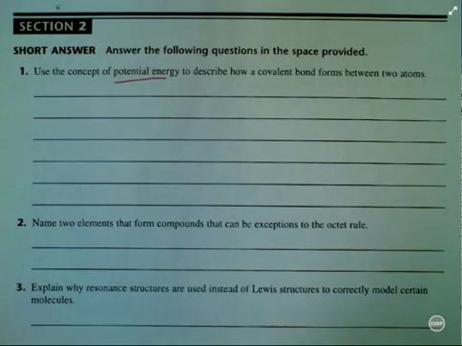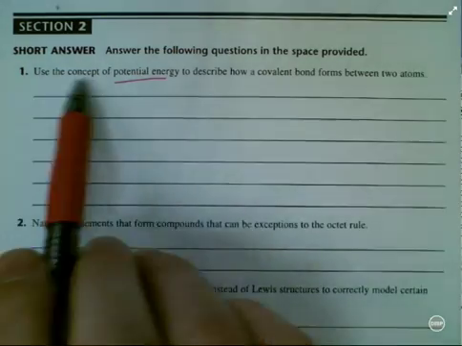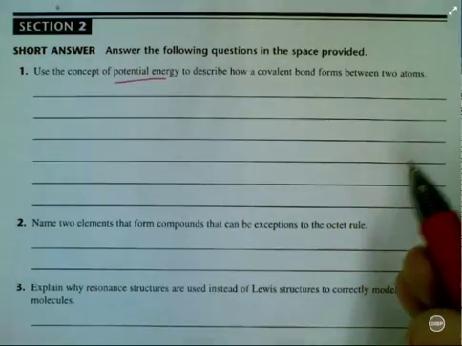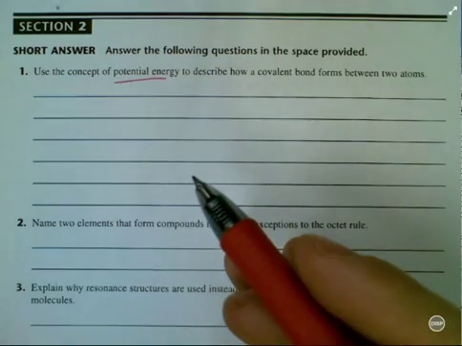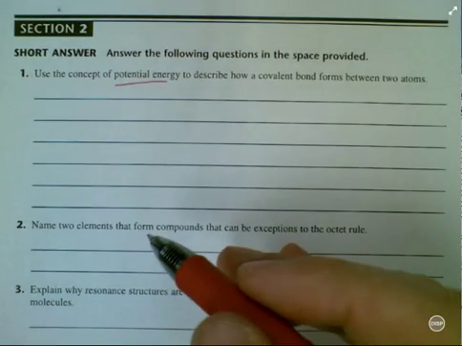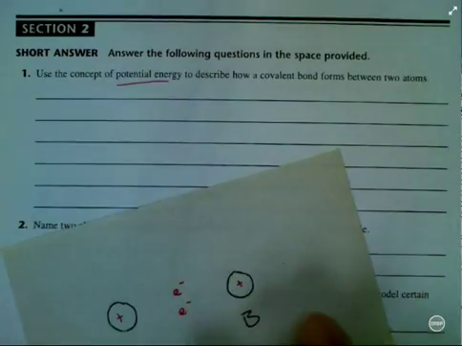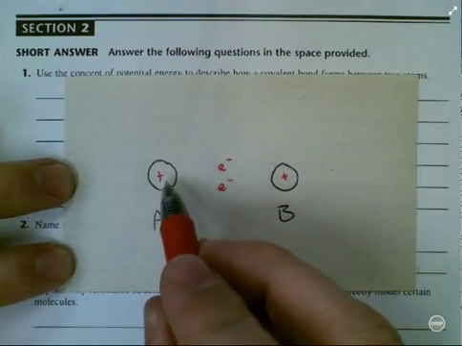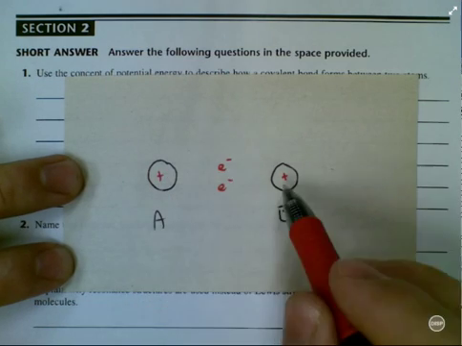All right, let's take a look at number 1 on the section 2 worksheet. Use the concept of potential energy to describe how a covalent bond forms between two atoms. So we're talking about the formation process. And so remember, we have two different atoms, and they're both constituted by nuclei and electrons.